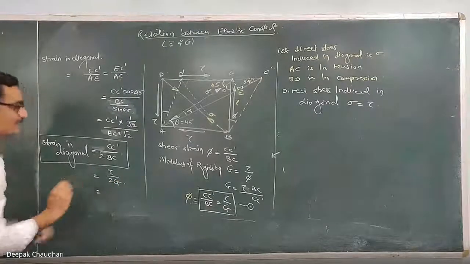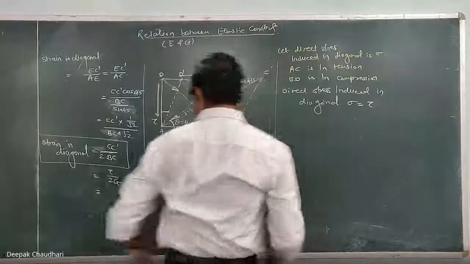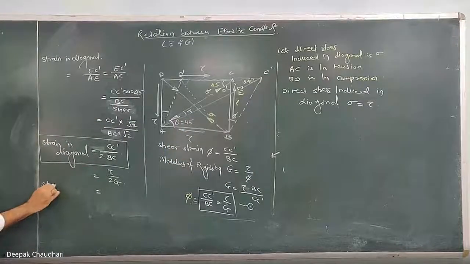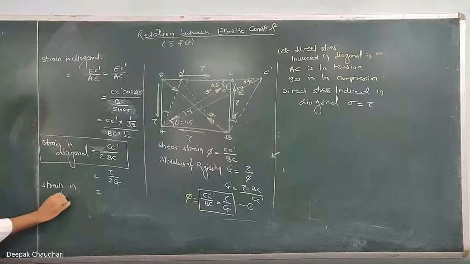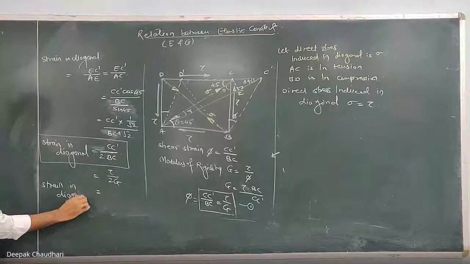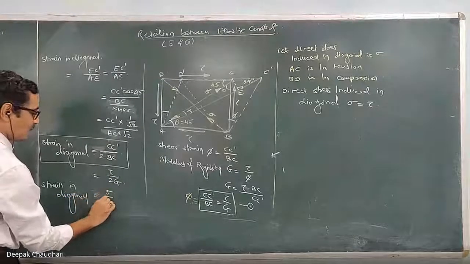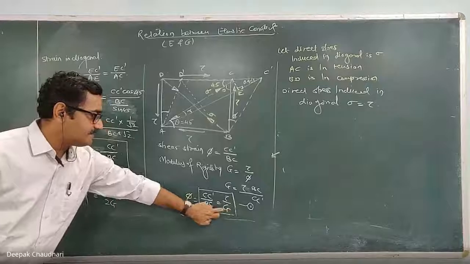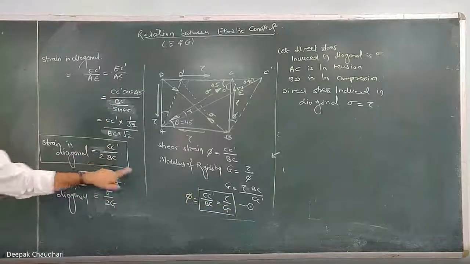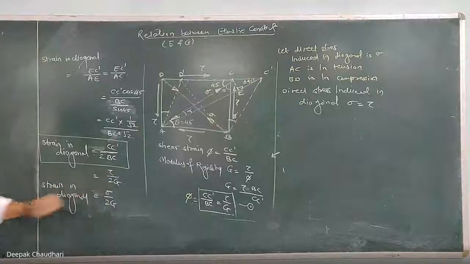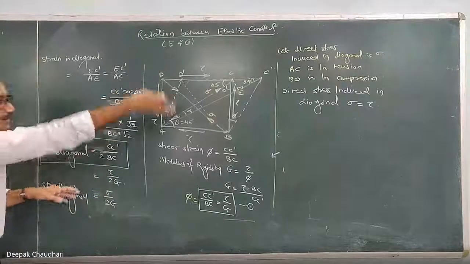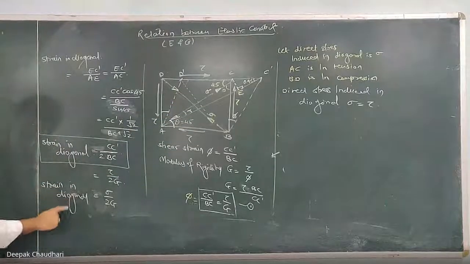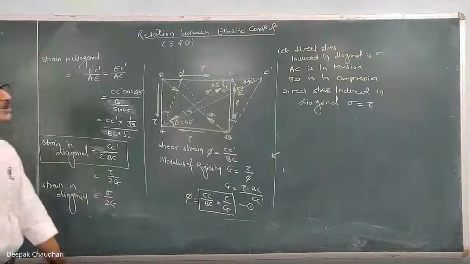Okay, and now I just proved that for this system tau equals sigma. So the strain in diagonal in terms of the direct stress can be written as sigma upon 2g. Have you understood this? From this equation, I substituted cc dash upon bc equal to tau upon g, strain in diagonal, and now I proved that this tau is equal to the direct stress induced in a diagonal. So the strain in diagonal is equal to sigma upon 2g.